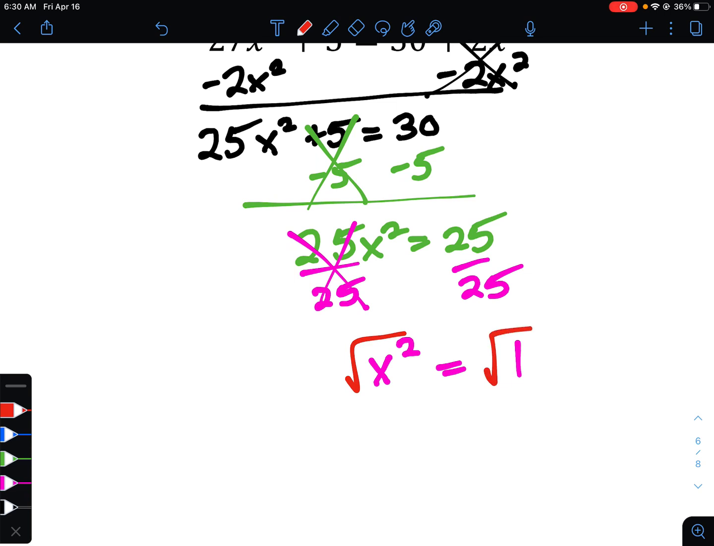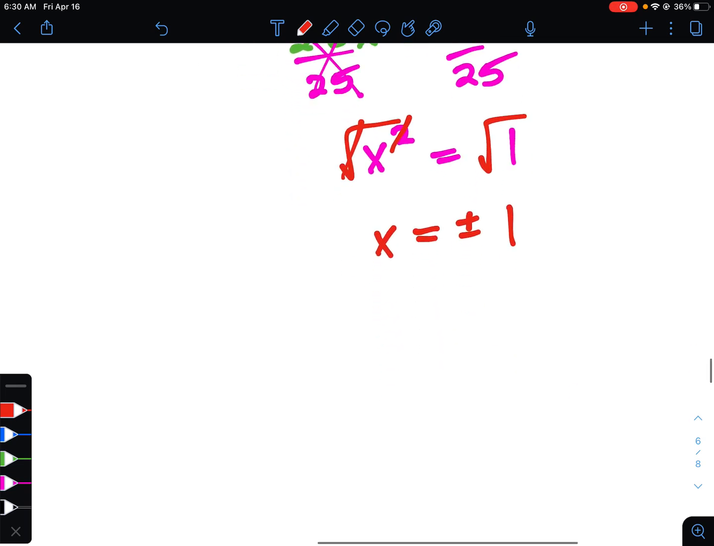Now that x squared is by itself, we're ready to take the square root of both sides. So on the left side, that leaves us with just x. And on the right side, the square root of 1 is just 1. But don't forget to include that plus and minus sign. So then if you wanted to write them out separately, you would just say x equals 1 and x equals negative 1.